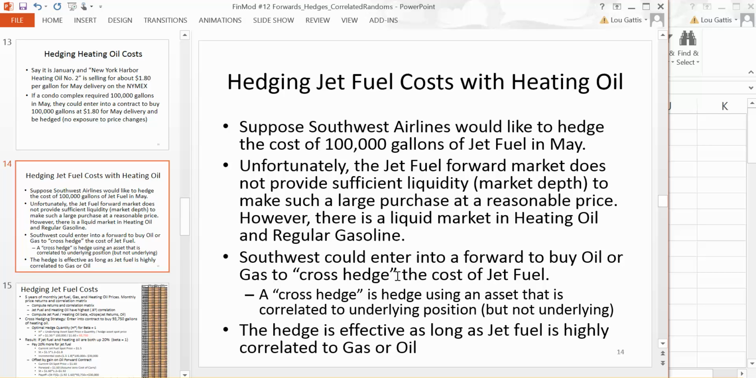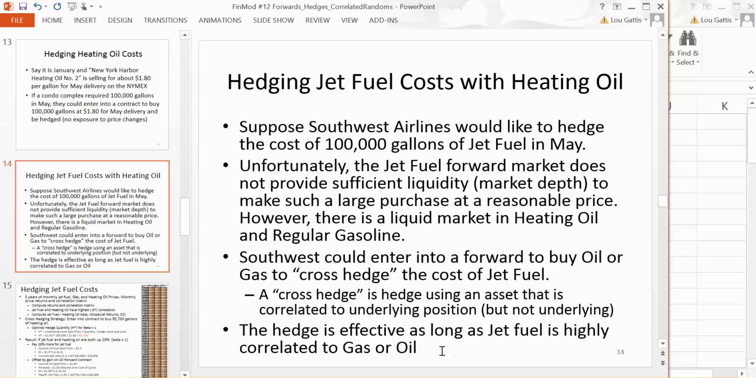Remember, the payoff is ST minus F. So if the spot price surges, they're going to make a big profit on heating oil. So they'll buy the heating oil at the forward price, sell it into the spot market at the higher price, and make a huge profit. And use those profits to offset the higher cost of jet fuel.